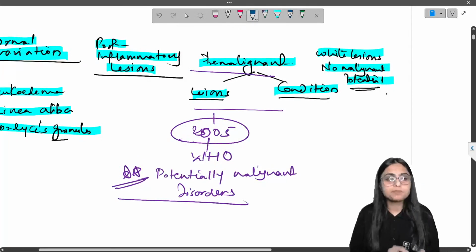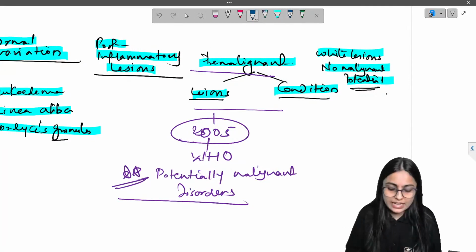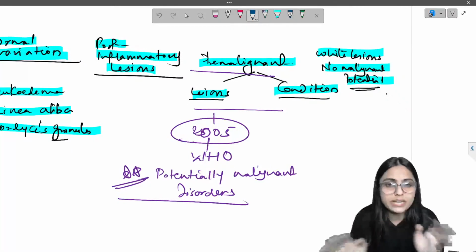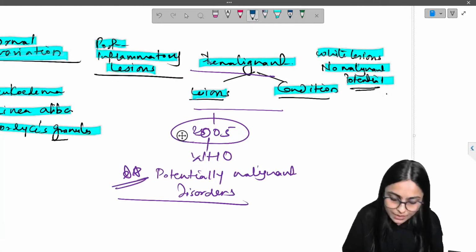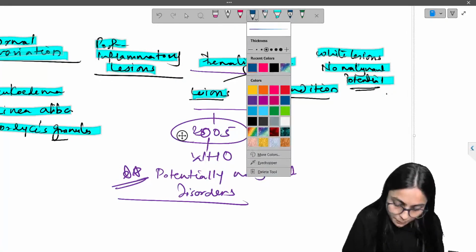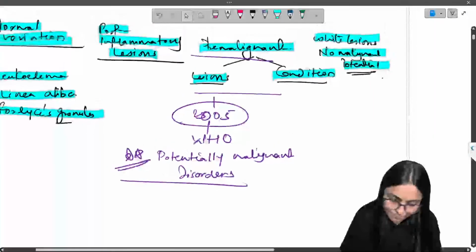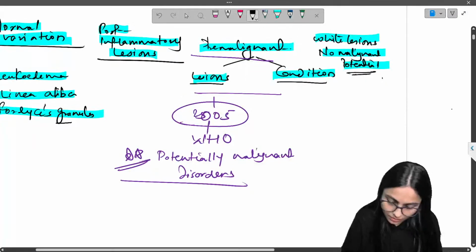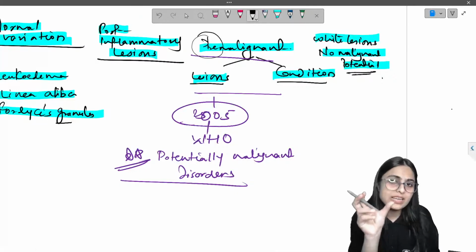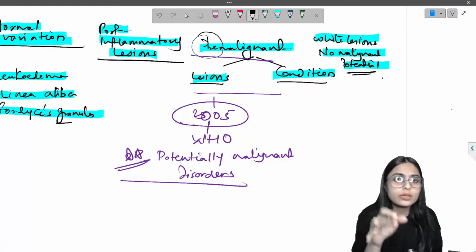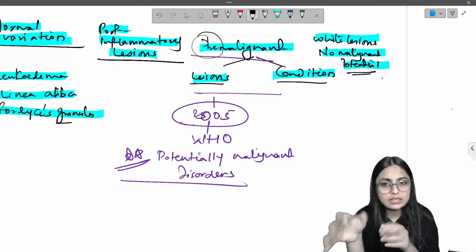For the past many years, we have been calling them pre-malignant lesions and conditions separately. But what does the prefix pre-malignant imply? That every lesion and condition is going to convert into cancer, right? That is what it means, pre-malignant lesions and conditions.